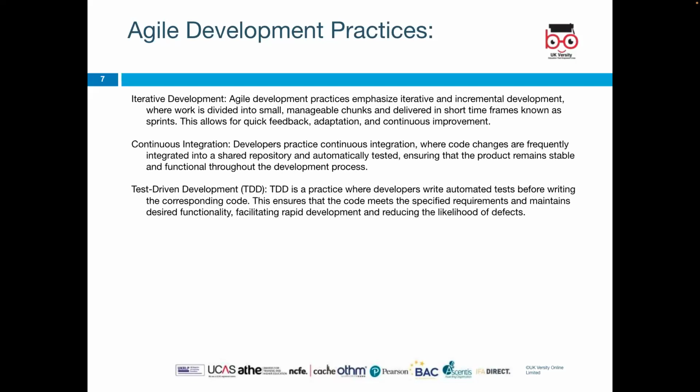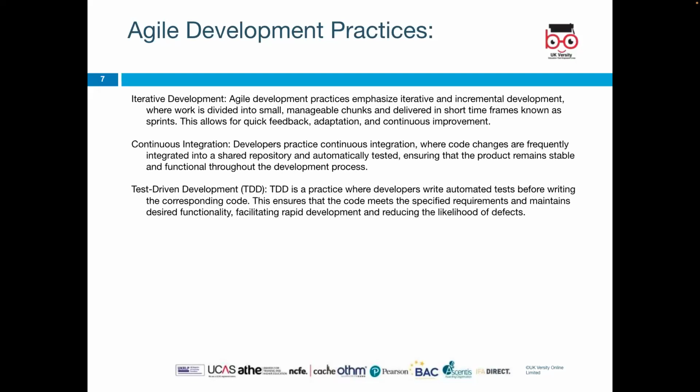For continuous integration, developers practice continuous integration where code changes are frequently integrated into a shared repository and automatically tested, ensuring that the product remains stable and functional throughout the development process. Most developers these days use what we know as GitHub. Obviously, I'm guessing you know what GitHub is. Each developer commits their changes to it, and then they can check if there's a conflict in the work before they push it to production and everything.